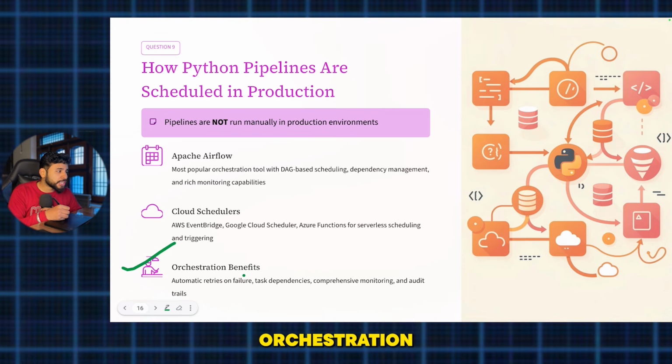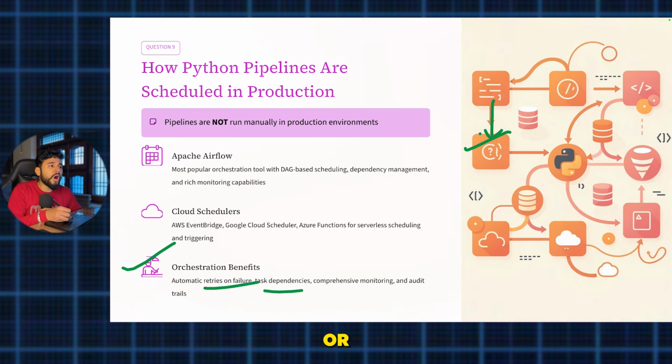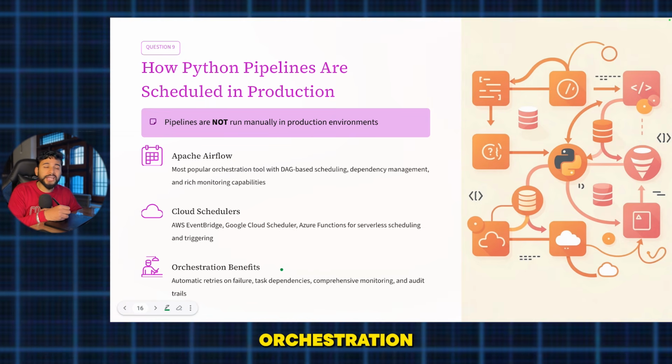Other than that, orchestration benefits are there, like automatic retries on failure. Whenever you are using different kinds of orchestration tools, you will get these benefits, that is, task dependency. You can set up task dependency, that I want this task to run after this task succeeds, or if this is failing, this has to run.